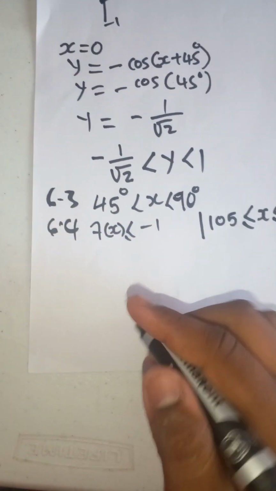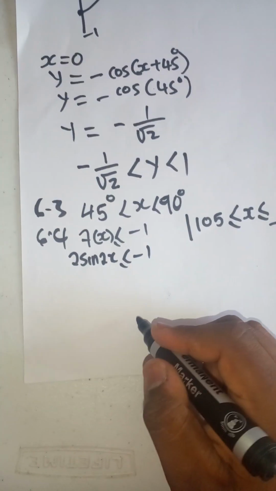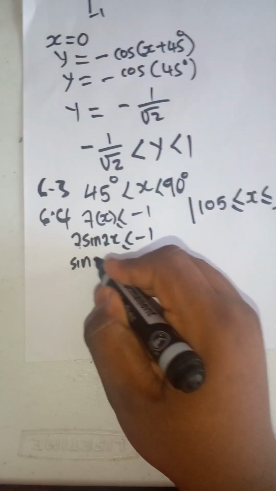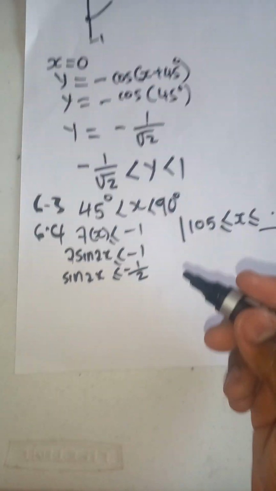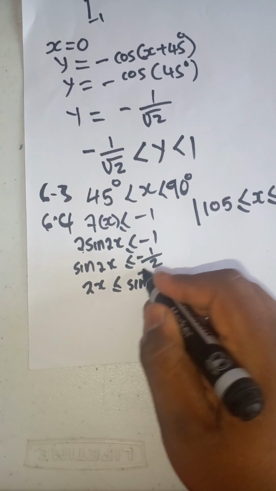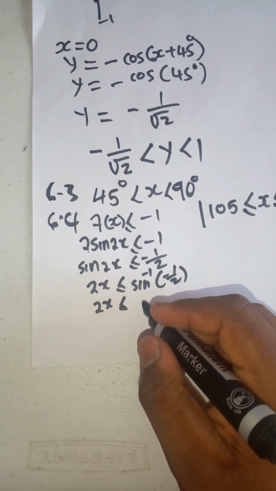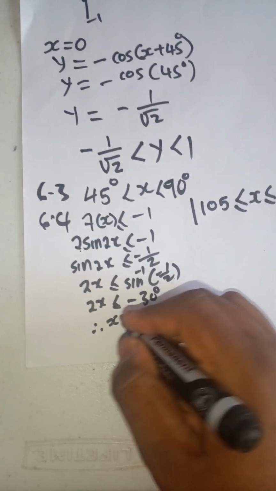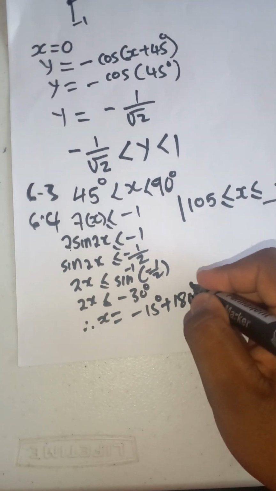Now let's substitute. It's going to be 2 sine 2x less than or equal to -1. Now I can divide both sides by 2. So it will be sine 2x less than or equal to -1 over 2. Now I'm going to introduce my general solution. 2x less than or equal to sine inverse. What is sine inverse of -1 over 2? It is -30 degrees. Therefore, my x will be equal to -15 degrees plus 180 degrees K.